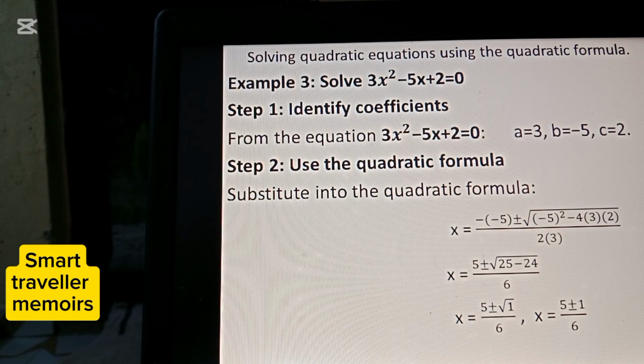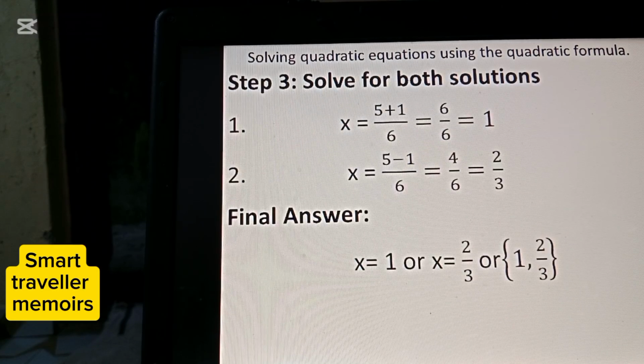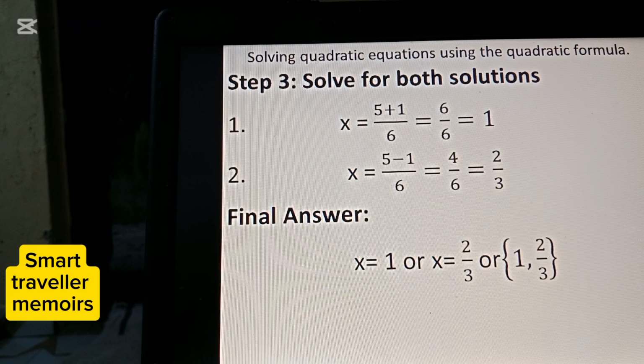Solve 3x squared minus 5x plus 2 is equal to 0. We identify the coefficients: a is 3, b is negative 5, c is 2. Substituting in the formula, we manipulate and we get x is equal to 5 plus or minus 1 over 6. Solving both solutions, you get x is 1 and x is 2 over 3. So this is another equation with two distinct roots.